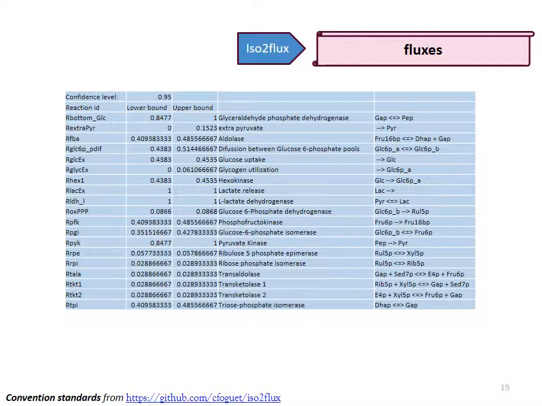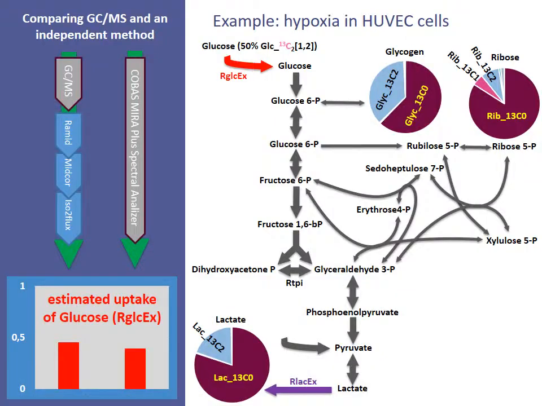An analysis of the results shows that most of the fluxes for internal reactions are well estimated. As anticipated, a low value is estimated for the oxidative branch of the pentose phosphate pathway. And, regarding the estimation of the uptake of glucose, a value ranging from 0.43 to 0.45 is obtained, which is close to the value of glucose consumed per lactate produced estimated by an independent method.